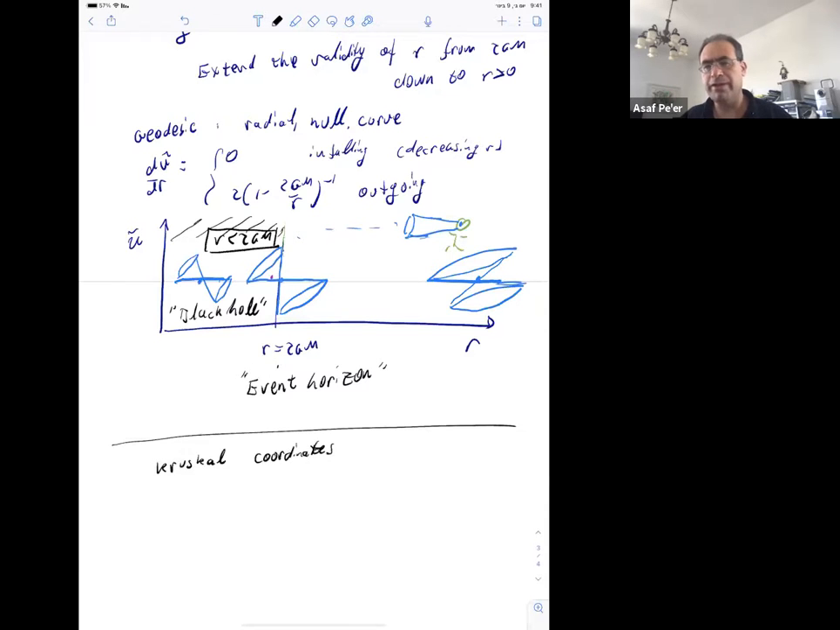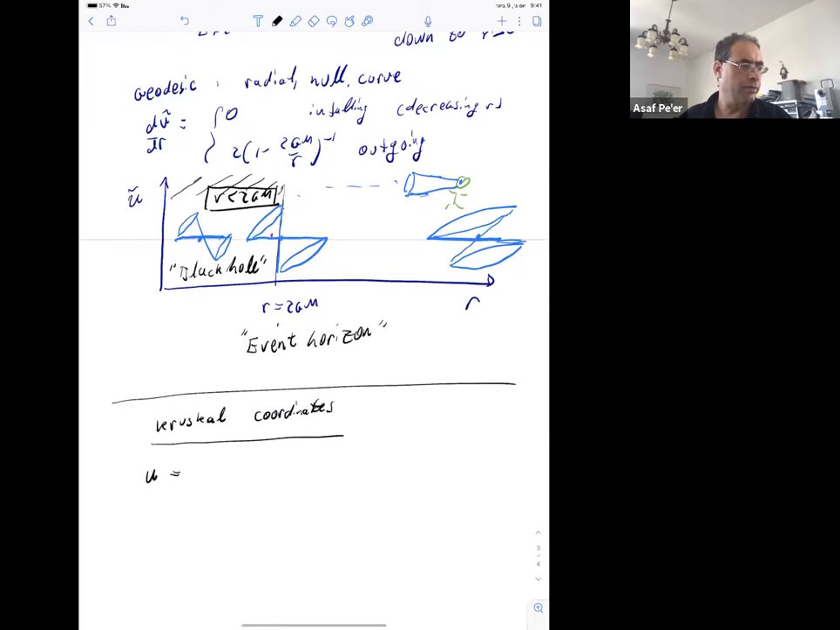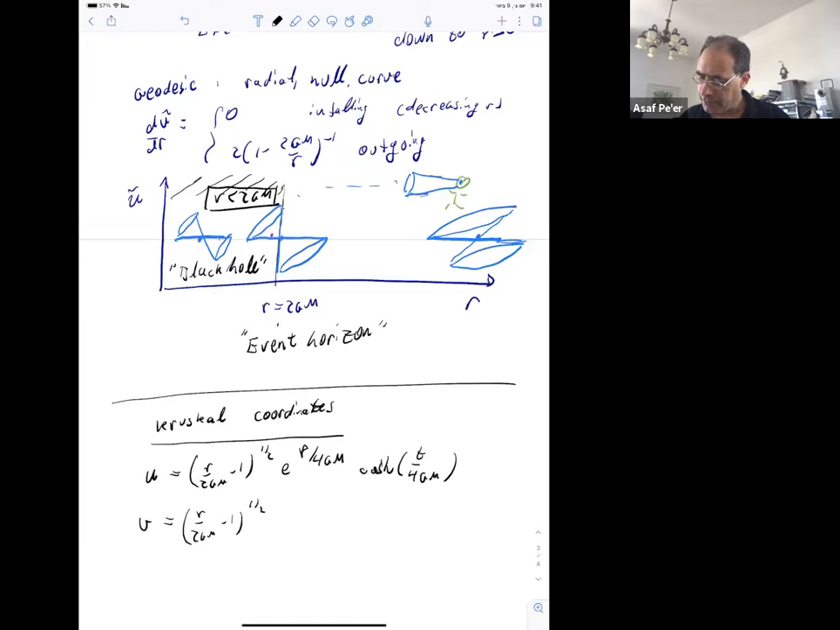And these are the coordinates that reveal the full mathematical structure of the Schwarzschild metric. So we call them U and V, where U is just (r over 2GM minus 1) to the power 1/2, times e to the power r over 4GM, times cosh of t over 4GM. And then V is equal to (r over 2GM minus 1) to the power 1/2, times e to the power r over 4GM, times sinh of t over 4GM.